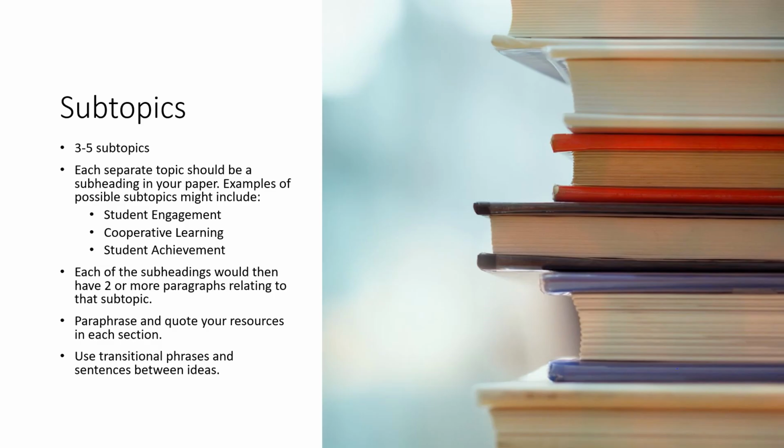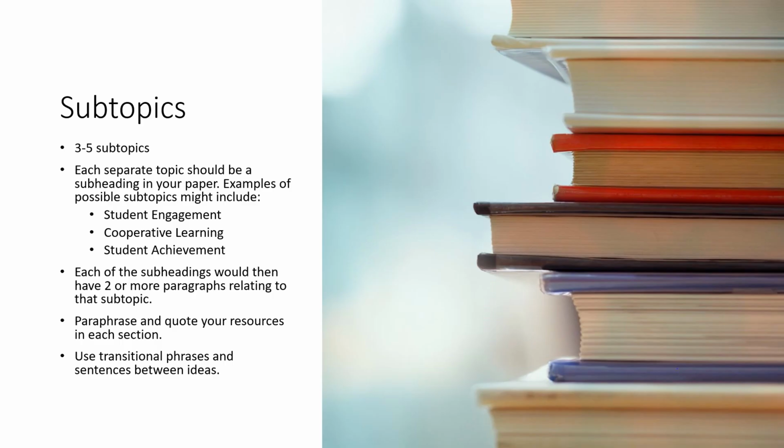The next section of your literature review will be your subtopics. So this is going to be like the body of the literature review. You're required to give 3 to 5 subtopics that relate to your subject of choice. Each subtopic should be a separate subheading on your paper. So on the template itself, we listed the word subtopics, but that's not what's going to be in your paper. Instead, you're going to give the subheadings related to each topic.